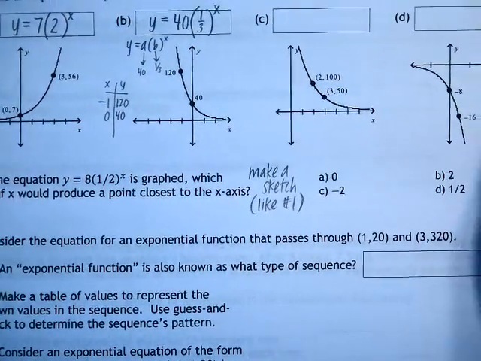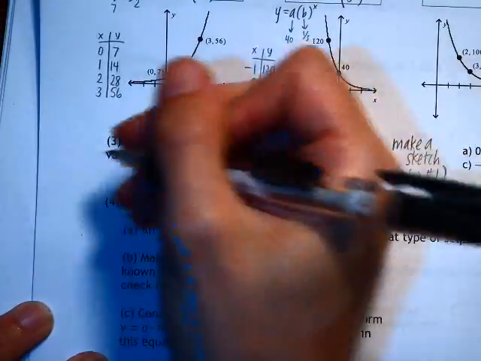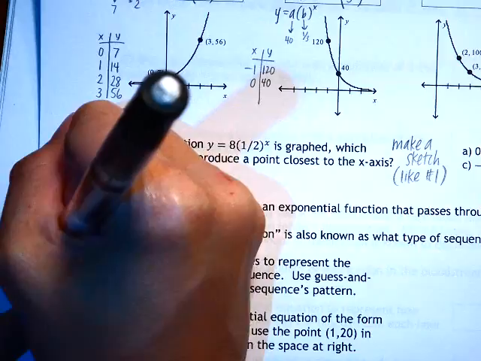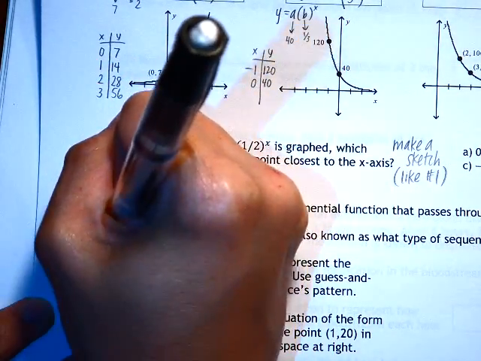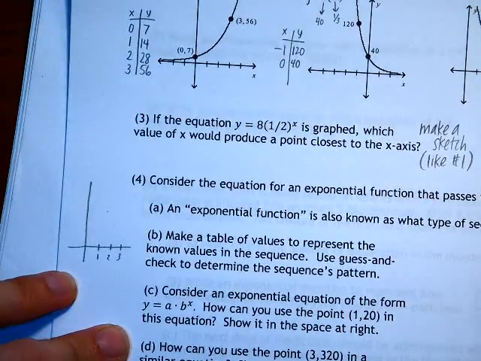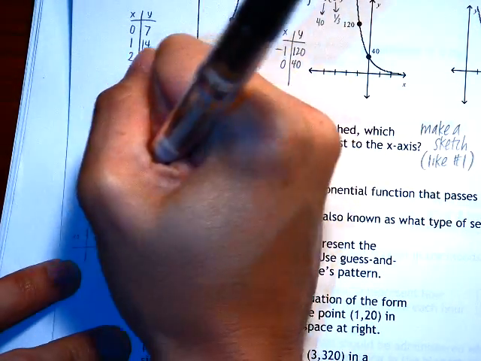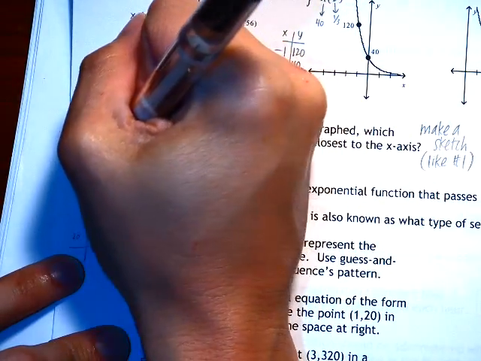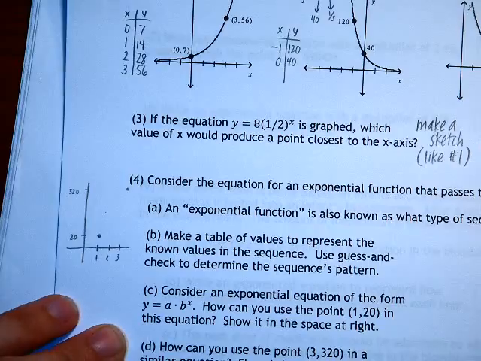Question number 4 is similar. They're giving you 1 and 20 and 3 and 320, but that doesn't do me a whole lot of good. I mean, I can visualize what this would look like. I'll have to make a really roughly scaled graph. So 1 comma 20 would be something like here. 3 comma 320 would be way up high, so way up here. And I can make an inference.